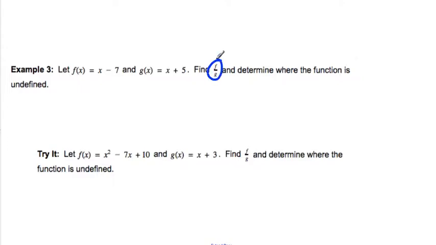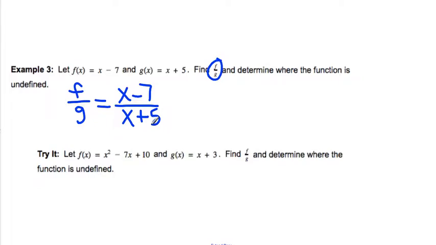This is actually division. Division is super easy, okay? If we want to find f over g, all we have to do is take the f function on top and put the g function on the bottom. That's it. That's the answer. That's how I want you to leave it.